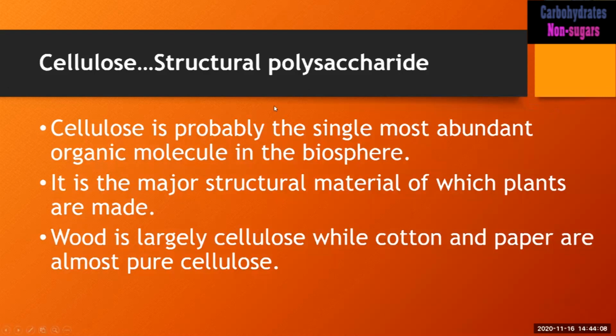Cellulose is the single most abundant organic molecule in the biosphere. It is a major structural material of the plant. The cell wall is made up of cellulose. Wood is largely cellulose, while cotton and paper are almost pure cellulose. You would be surprised to know that Pakistan currency notes are made of cotton, so in general you can say that they are made up of cellulose.